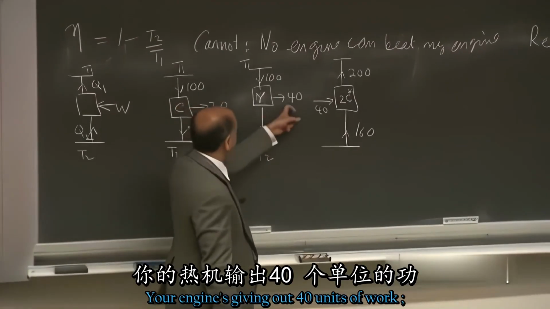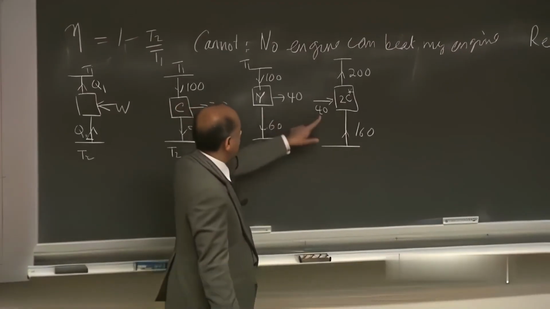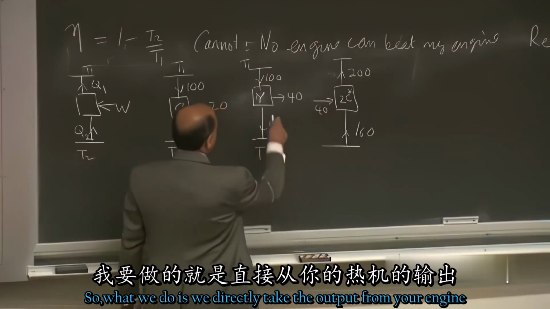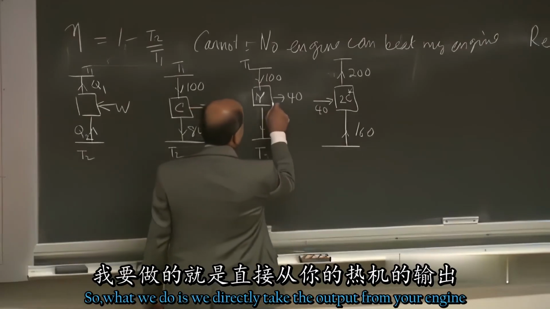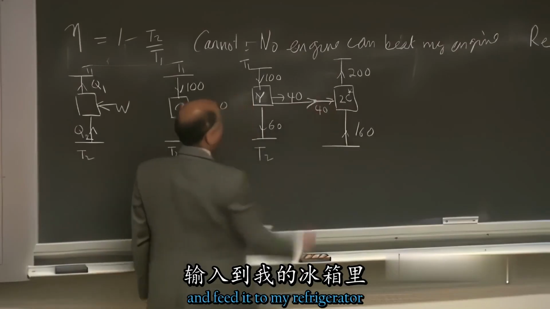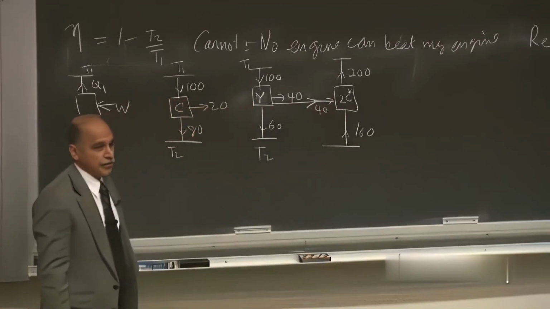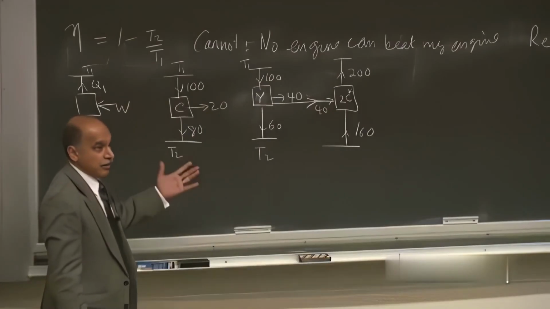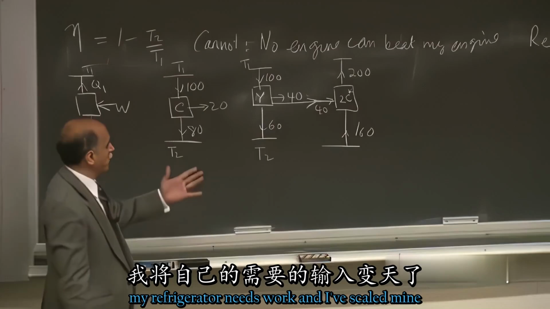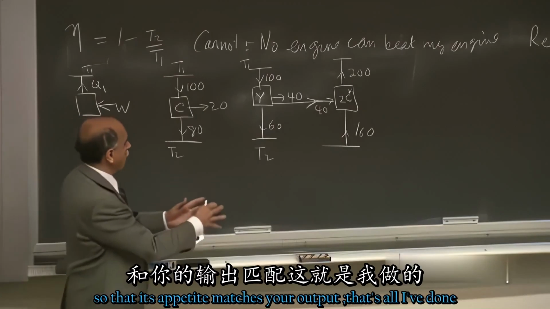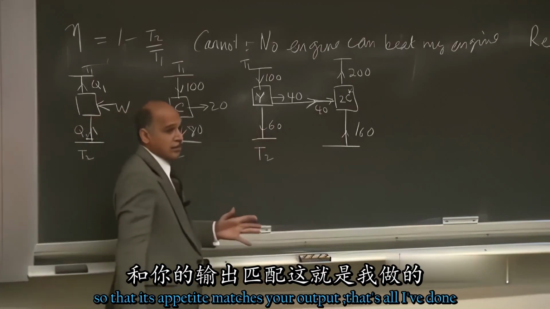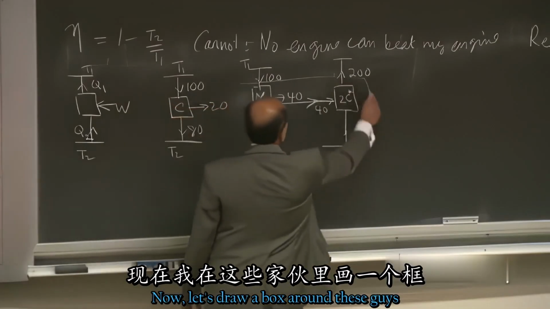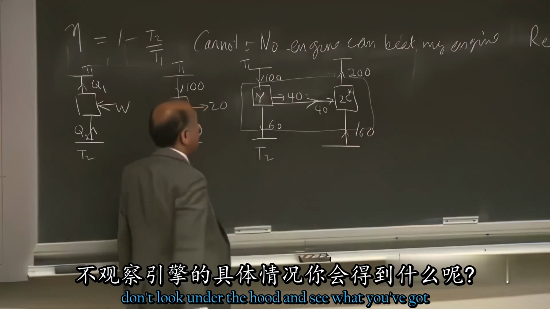Your engine's giving out 40 units of work. My refrigerator needs 40 to run. So what we do is we directly take the output from your engine and feed it to my refrigerator. Okay? Your heat engine makes work. My refrigerator needs work. And I've scaled mine so that its appetite matches your output. That's all I've done. Now let's draw a box around these guys. Don't look under the hood and see what you've got.